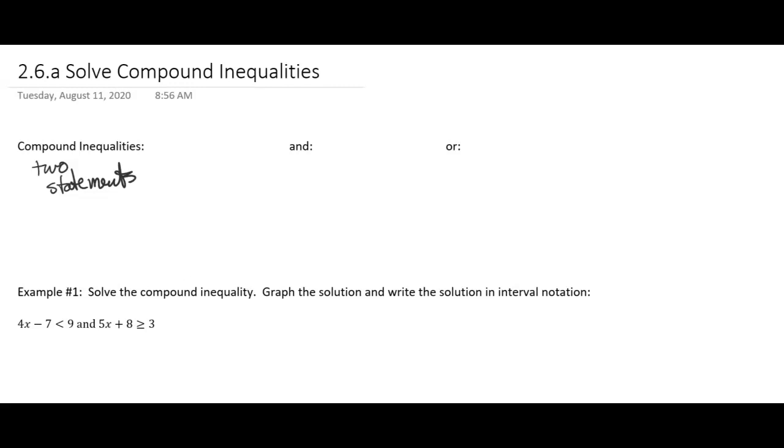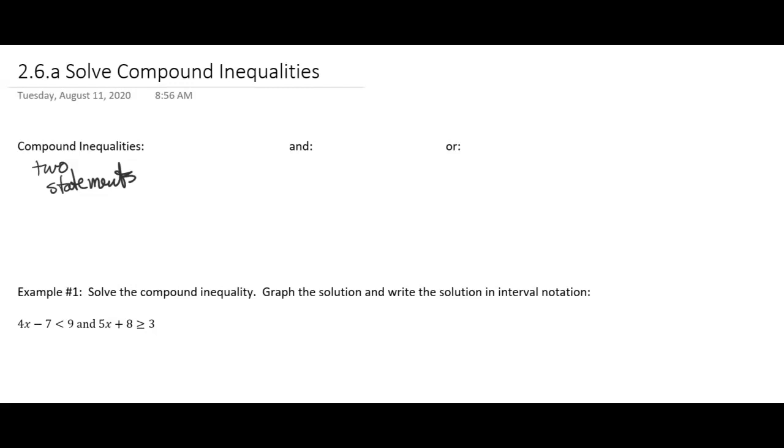Like maybe you want to make, that's not a good example. Maybe you want a house that costs more than, I don't know, $200,000, but you want to make sure it costs less than $300,000. So what you're doing is you're making two statements. The price of my house is going to be greater than $200,000, and my house is going to be less than $300,000. So something like that. That's an example of a compound inequality.